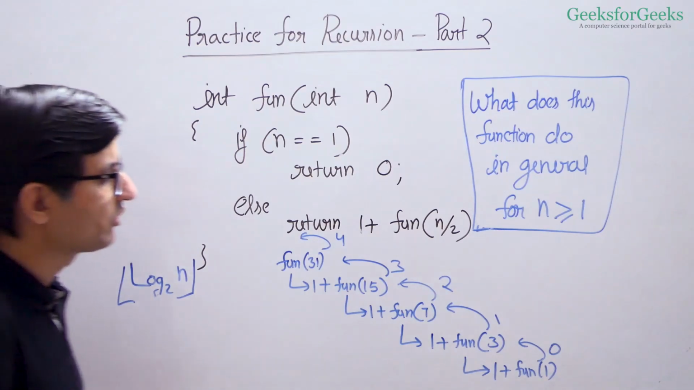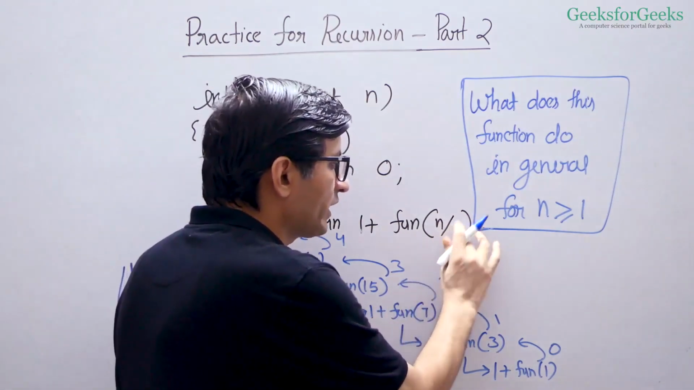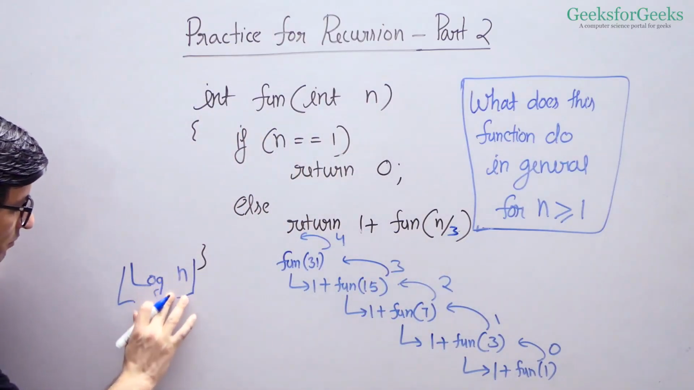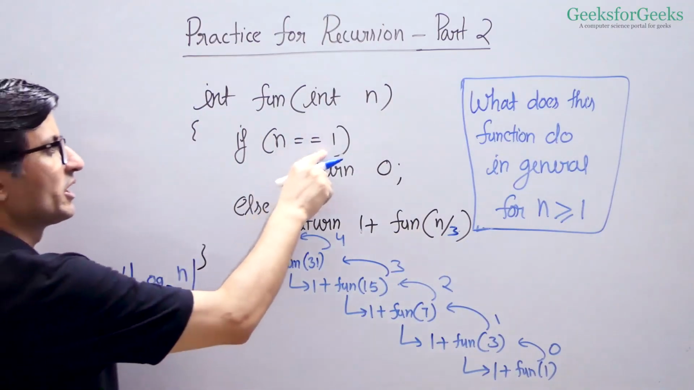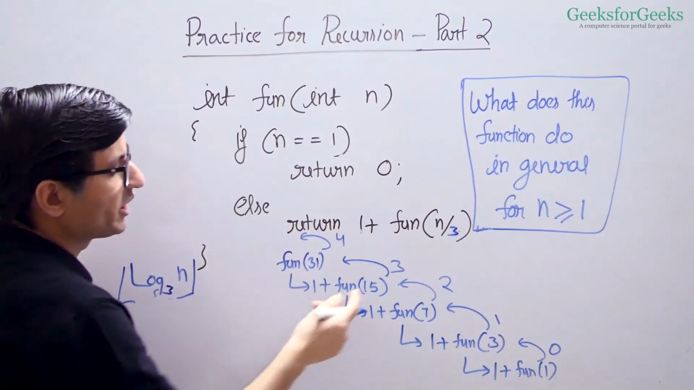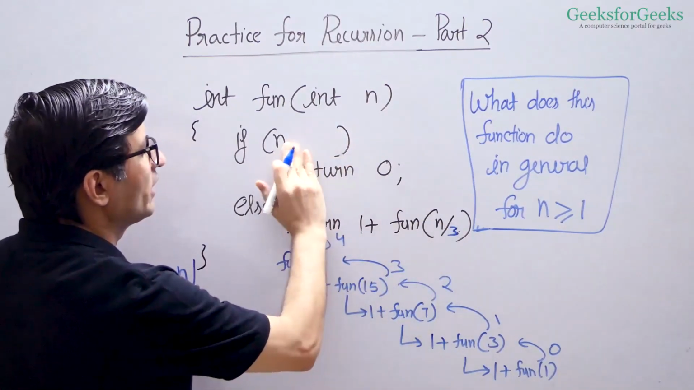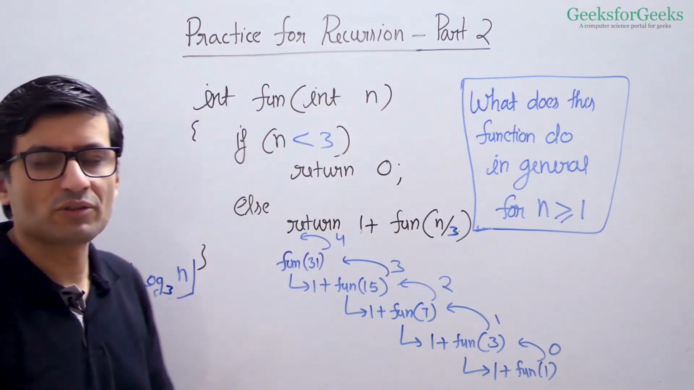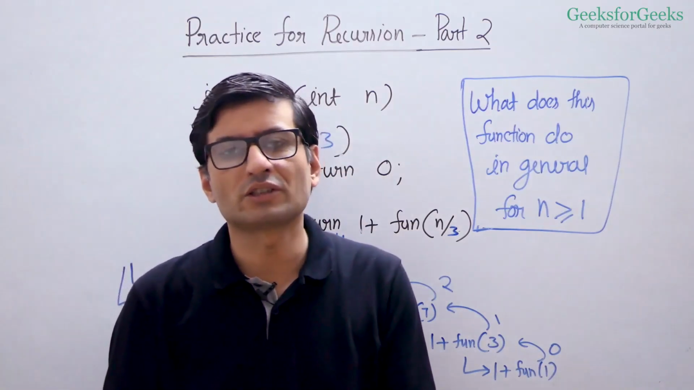Now a quick question for you. If I do by 3, then what you will get? You will get floor of log of base 3. You need to change the base condition as well. The new base condition for 3 would be n is smaller than 3, right? When n is 1 or n is 2, right? For these numbers, you are going to return 0.